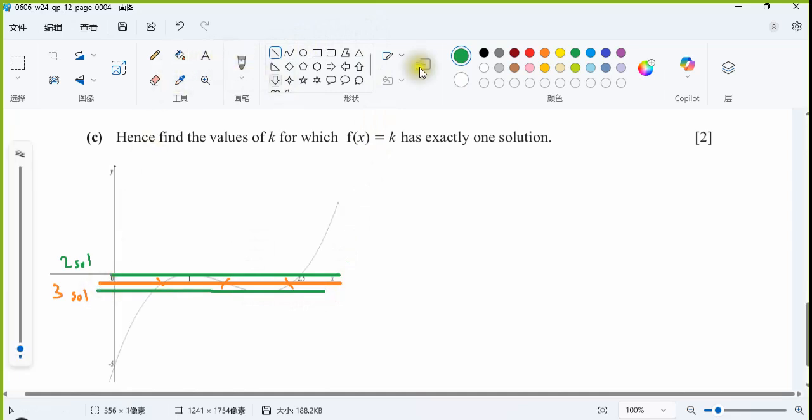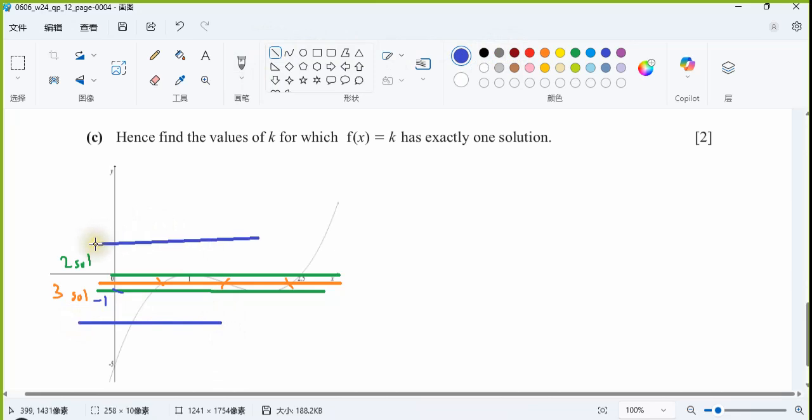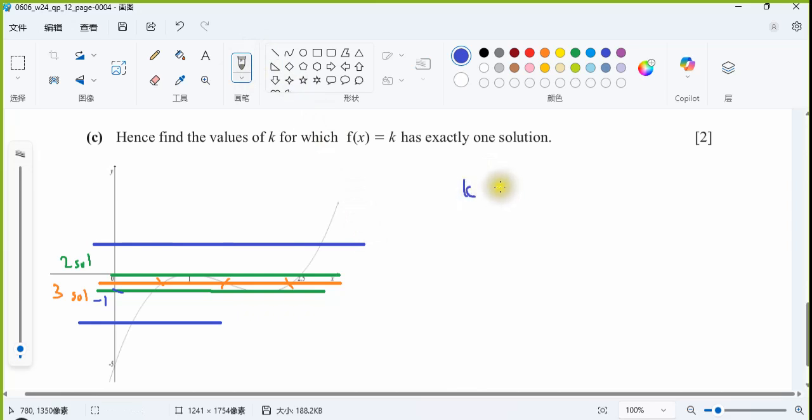Okay, so this is -1. This is -1 here. Okay, and then this part below -1 we have one solution. Above 0 we also have one solution. Okay, so k less than -1, and at the same time k greater than 0. So these two answers, k < -1 and k > 0, then they have exactly one solution.